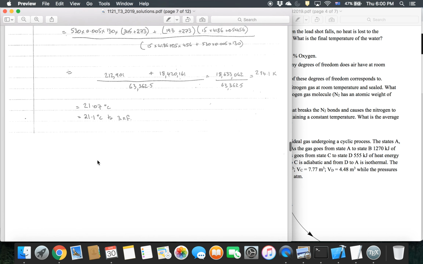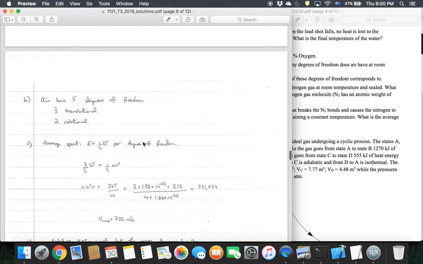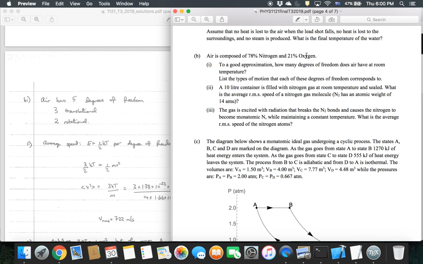So at room temperature, they would just have 5. So we have 3 translational. So imagine 3D space, you have X, Y, Z direction that you can move. And because both nitrogen and oxygen are diatomic molecules, you can have 2 rotational degrees of freedom. So add together, you get 5 in total.